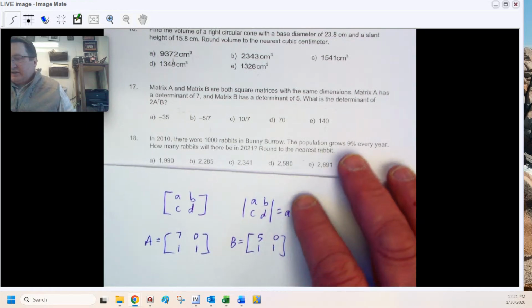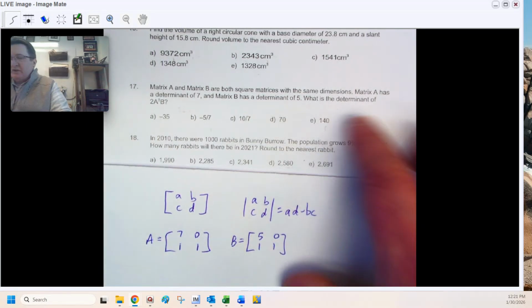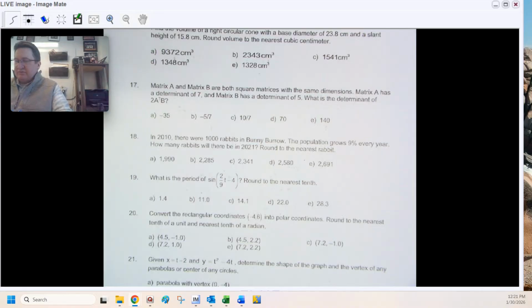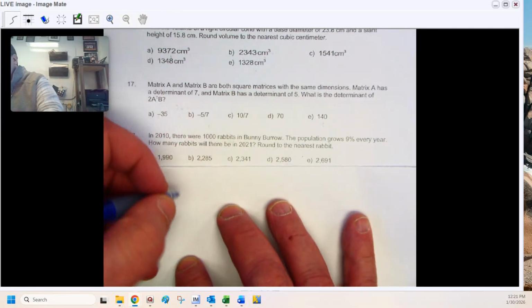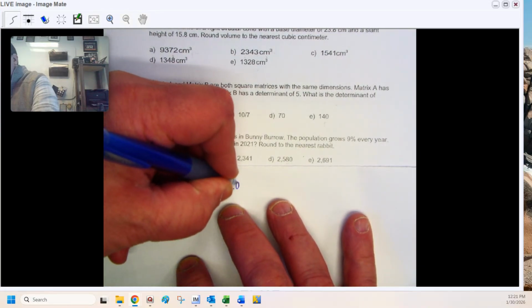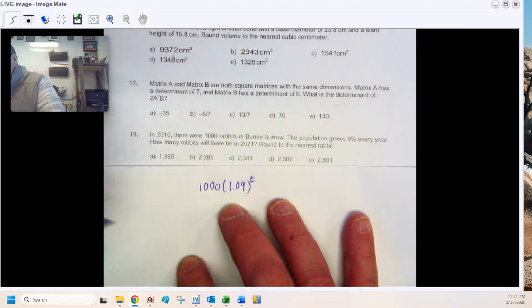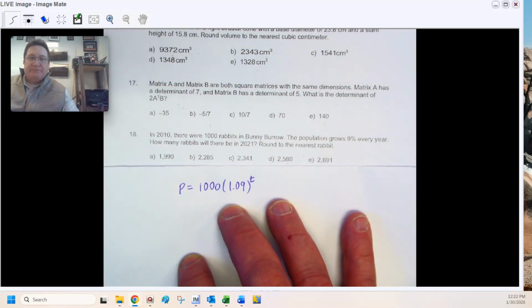18, it says, in 2010, there were 1,000 rabbits in Bunny Burrow, and the population grows 9% per year. How many rabbits will there be in 2021? And so, if something grows by 9%, one way you can do this is you can say, well, it's 1,000 times 1.09 to the t power, and so you can put P for population if you like.